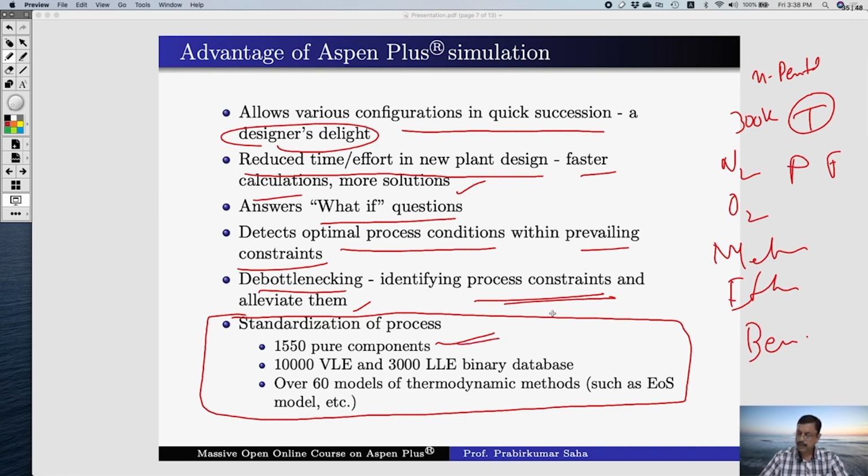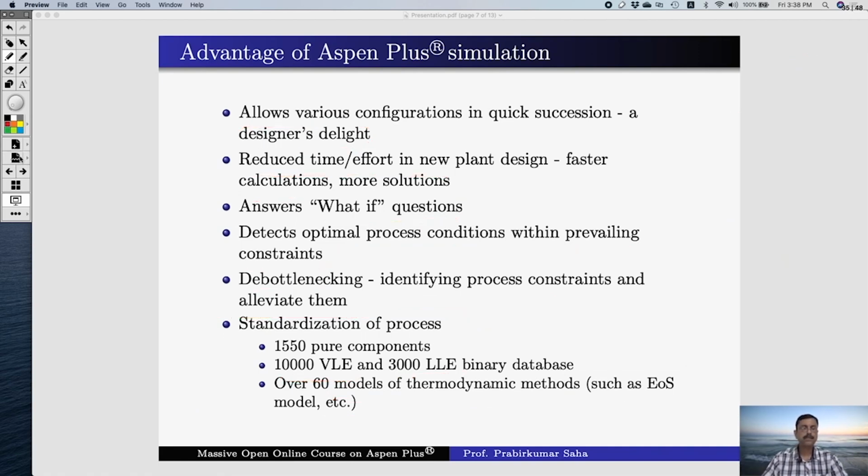It has over 10,000 vapor liquid equilibrium database. Also it has 3,000 liquid-liquid equilibrium binary database. And it has over 60 models of thermodynamic methods like equation of state. We can use the Peng-Robinson method, Redlich-Kwong-Soave method, etc. Those who are very conversant with thermodynamic methods, you know what I am talking about. So these are the advantages of Aspen Plus.